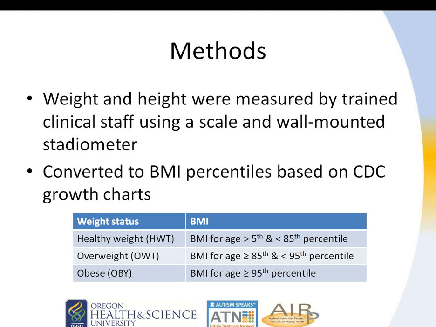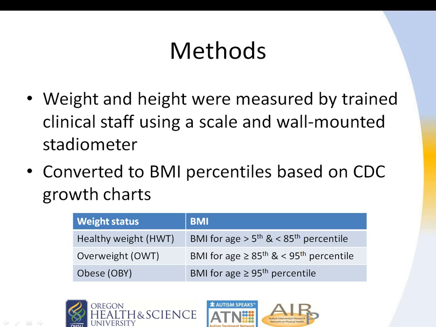So the weight and height data are measured during the physical examination from the ATN visit. They're measured by trained clinical staff using a scale and a wall-mounted stadiometer. These numbers, in addition to the child's age and gender, are used to convert their BMI into BMI percentiles based on the Centers for Disease Control growth chart. What I've listed in the table on the bottom are the cutoffs used by the CDC for the BMI-for-age percentiles for classifying children as healthy weight, overweight, and obese.